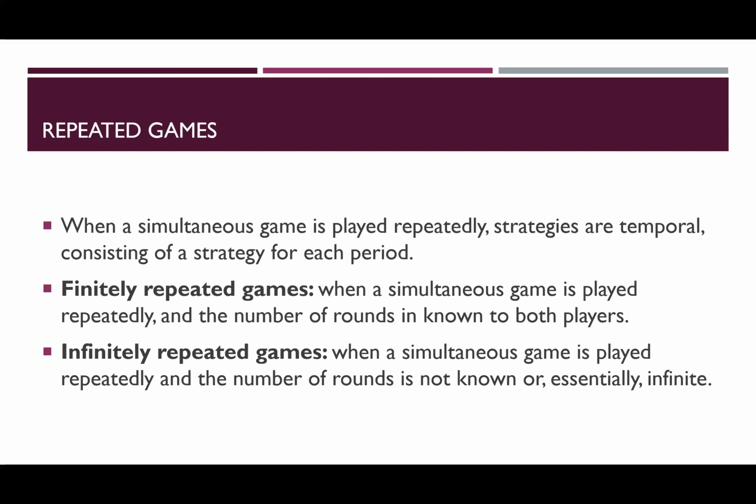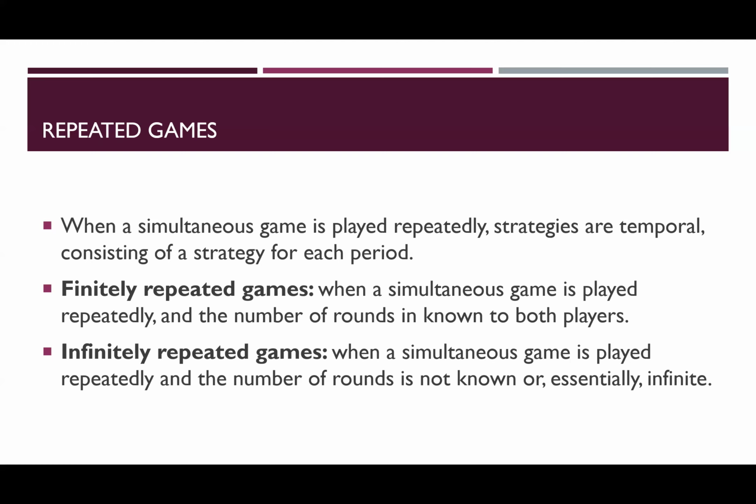There might be a new strategy that the players adopt for the entirety of the game, or it could be that the strategies they adopt change as the game goes on, depending on what round it's in. In these types of repeated games, we have ones that are finitely repeated, so they don't last forever, and the players know the number of rounds over which the game will be played. And then we also have infinitely repeated games. This is when a simultaneous game is going to last forever, so the rounds aren't known.